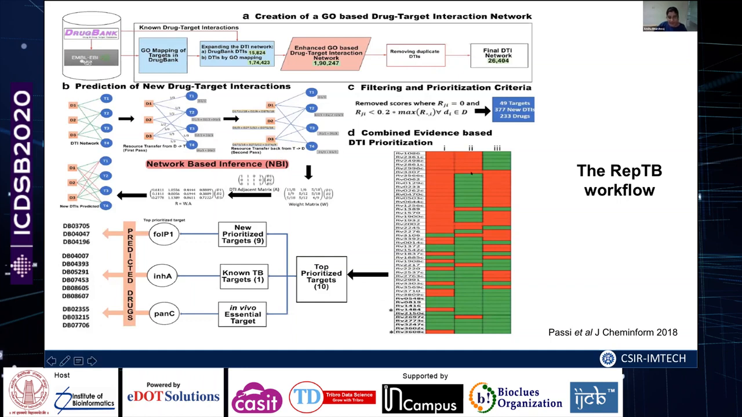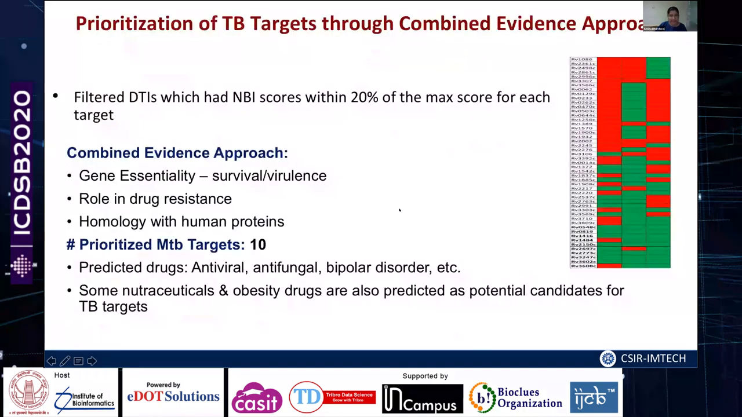When we did all this exercise, we came up with a certain set of targets, about 377 new DTIs and 233 new drugs. We wanted to ensure that any of these targets which is either not essential for mycobacteria, or has a role in drug resistance, or is present in humans, should not be taken forward. So we applied those three as filters and came up with a list of 10 targets, which I'll show you in the next slide. As I told you, we applied a combined evidence approach: essentiality, role in drug resistance, because you don't want a target that is contributing to the resistance profile of an organism, and homology with human proteins led us to 10 targets.